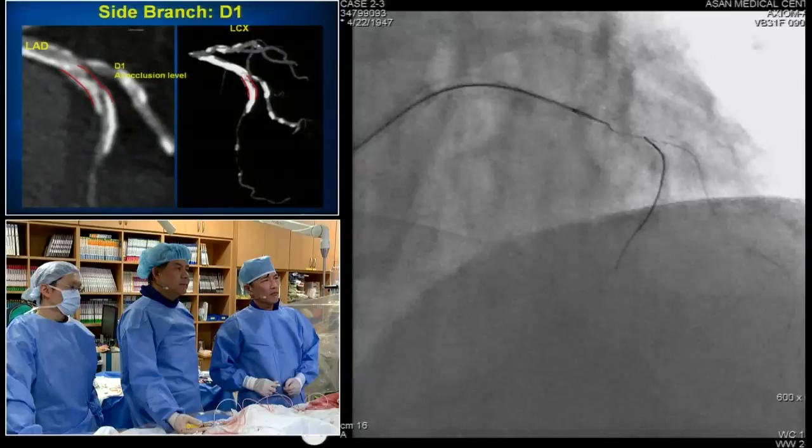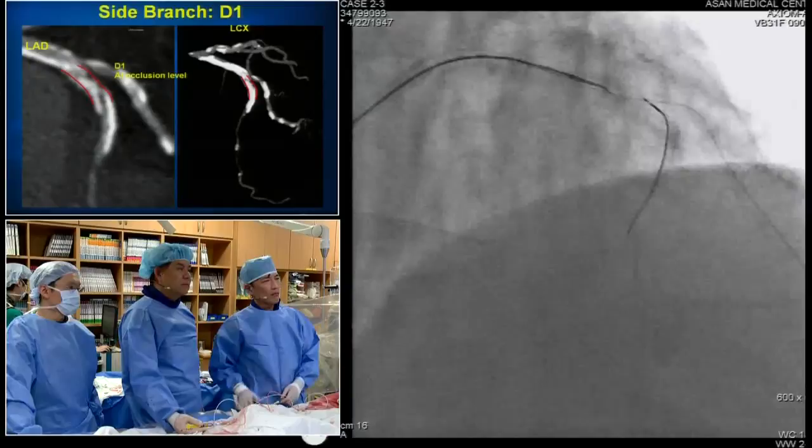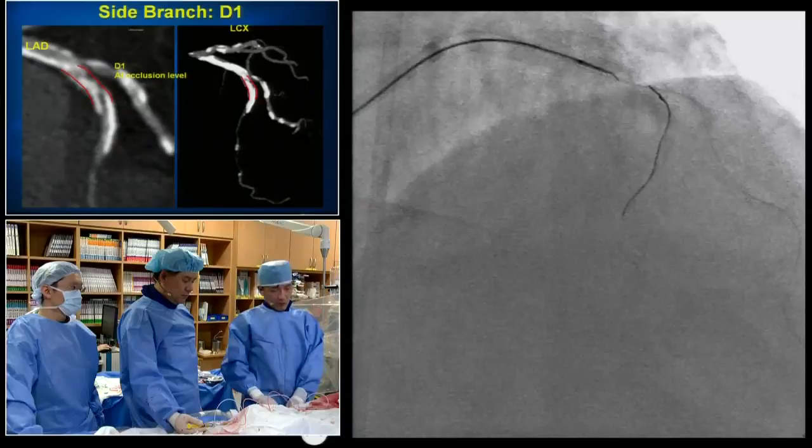If antegrade penetration is difficult, retrograde IVUS-guided direct crossing is probably more promising here. Yes, it is necessary to change.